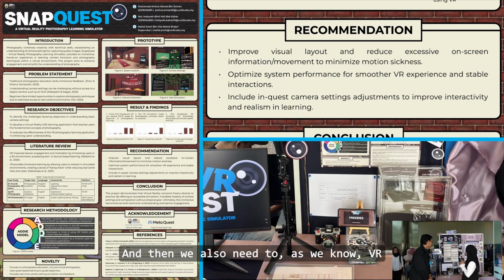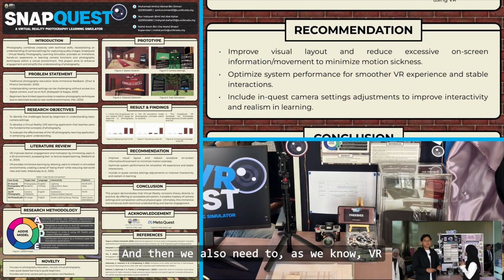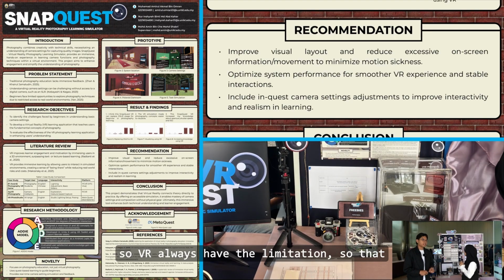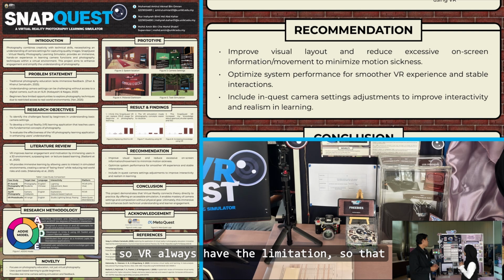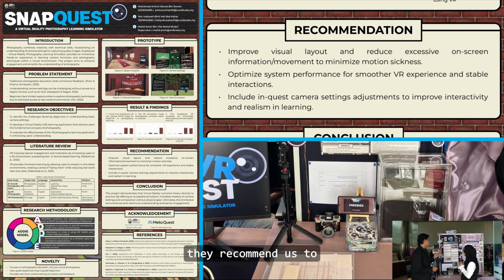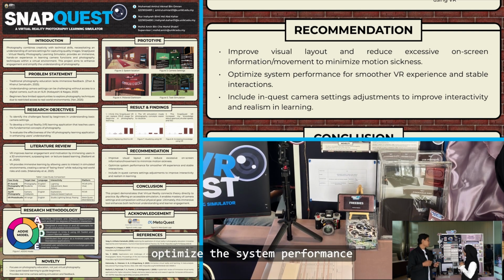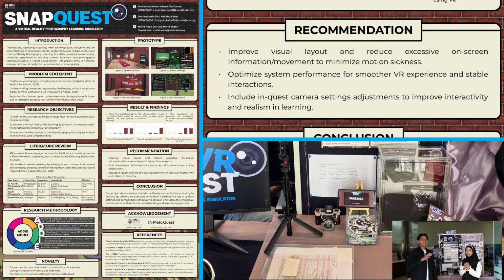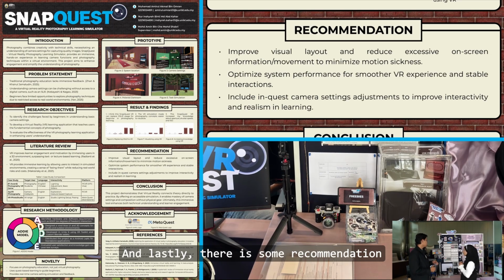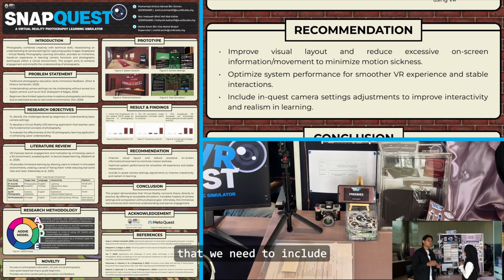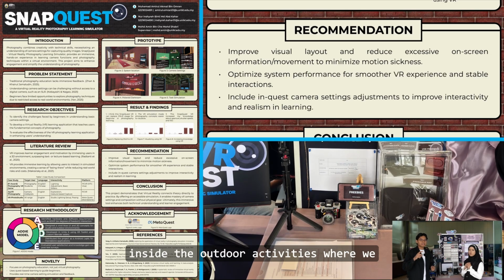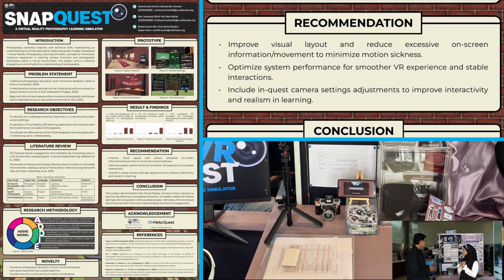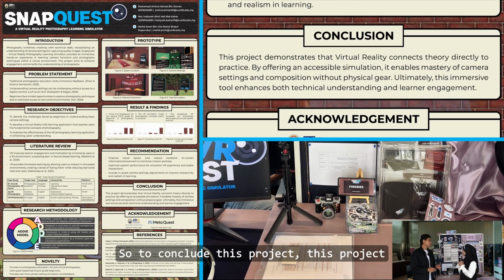And then, as we know, VR is not a high-end device, so VR always has limitations. They recommend that we optimize the system performance for a smoother VR experience and stable interaction. And lastly, they recommend that we include in-quest camera settings inside the outdoor activities, where we practice the composition rules.